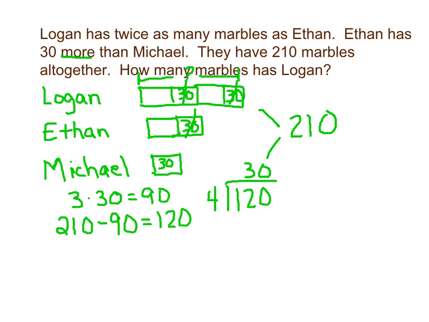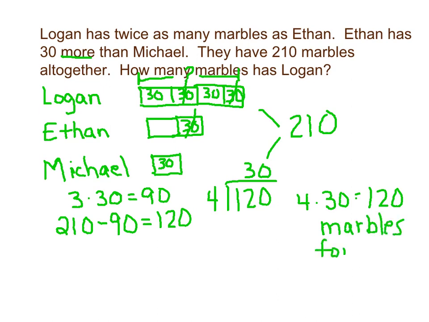So when I go to answer my question about how many Logan has, 30 in this box. And of course he already had that 30 and 30 in this box. So Logan has 4 groups of 30, which is 120. So Logan has 120 marbles. Marbles for Logan.